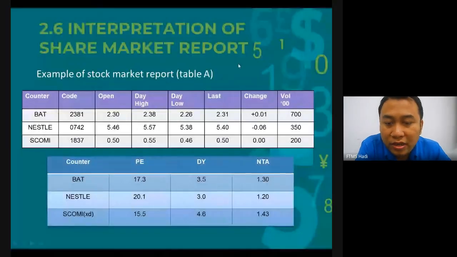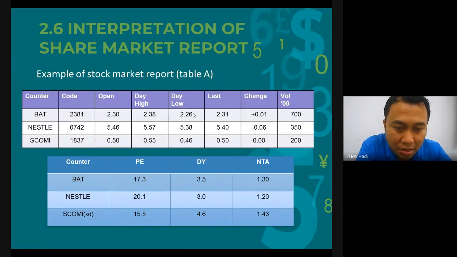So 2.3 is a maximum price that can be reached, and then day low means that minimum price from 9 a.m. until 5 p.m. That is an indication of day low, the lowest price they drop. Volume means the total of buying and selling shares on the day between 9 a.m. until 5 p.m. So this one, in lots, that means 700 lots, 350 lots, and 200 lots.